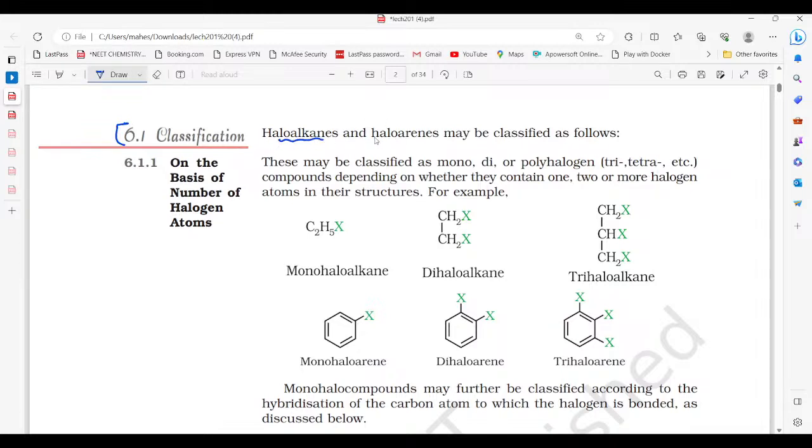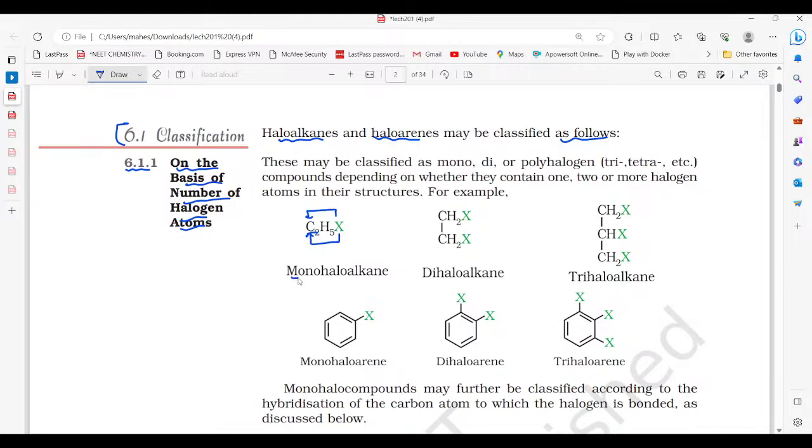Now let us jump into today's topic, that is classification of haloalkanes and haloarenes. The haloalkanes and haloarenes may be classified as follows. The first one is 6.1.1, on the basis of number of halogens attached. That means for a given carbon, how many halogens are attached. Here we observe that only one halogen is attached to this carbon.